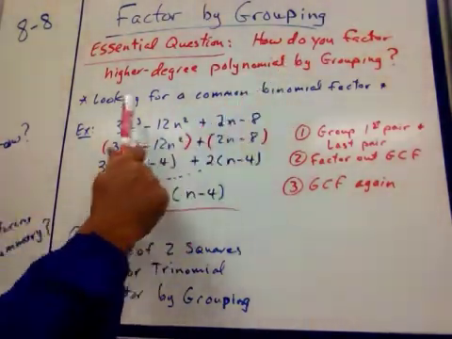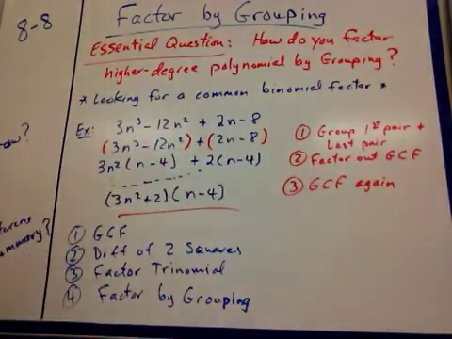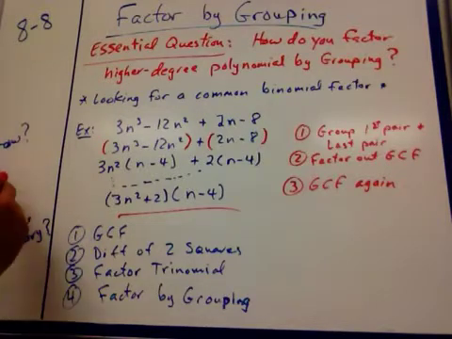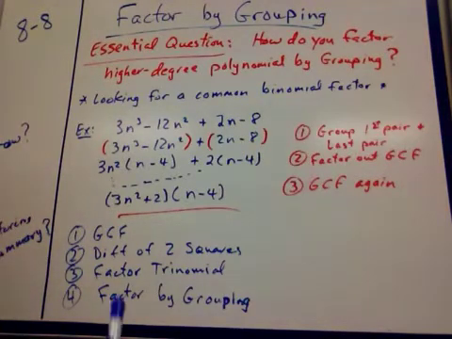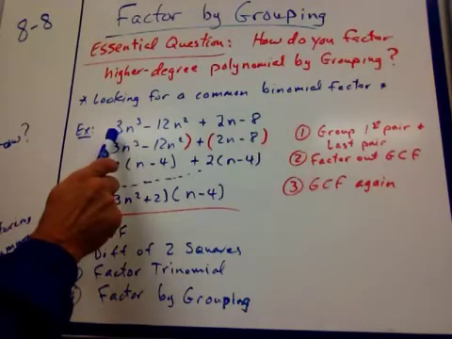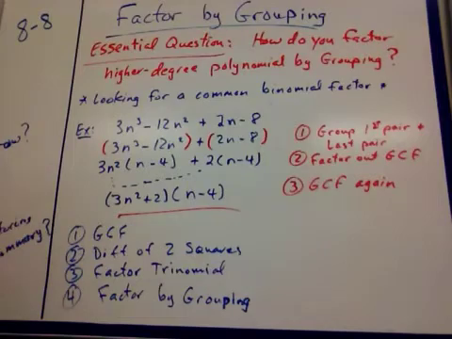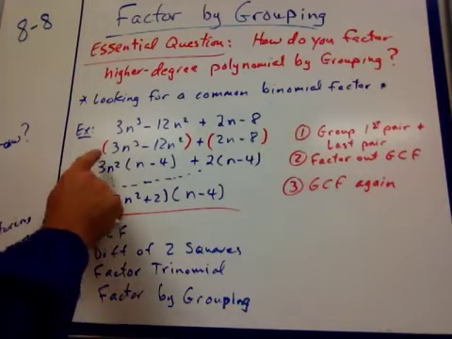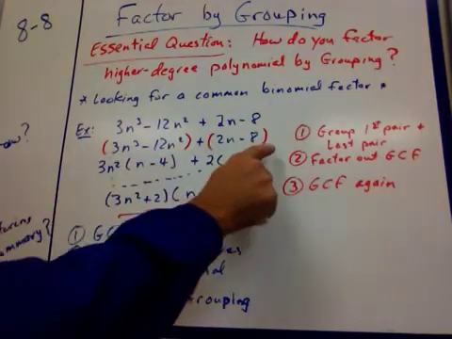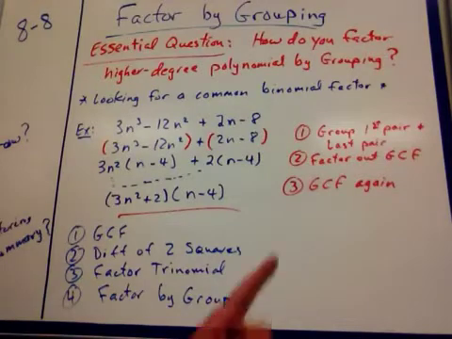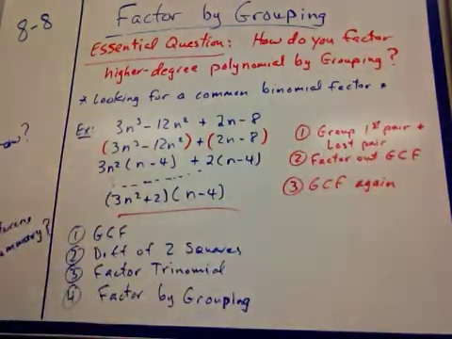When you're factoring by grouping, what you're looking for is a common binomial factor. Okay, it's like a greatest common factor, but it's going to be two terms. Okay, how do you go about doing that? Well, let's take a look here. If you wanted to factor 3n cubed minus 12n squared plus 2n minus 8, what you want to do is group the first two and then group the last two. Okay, group the first pair and the last pair.